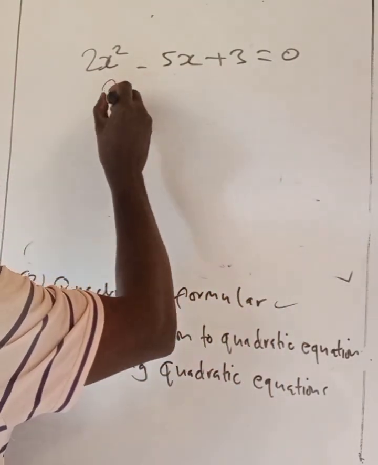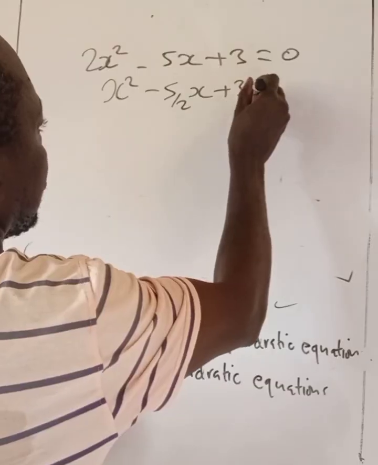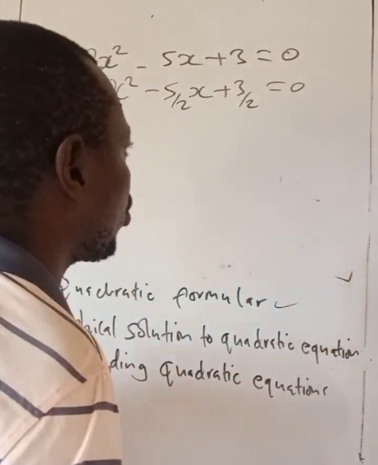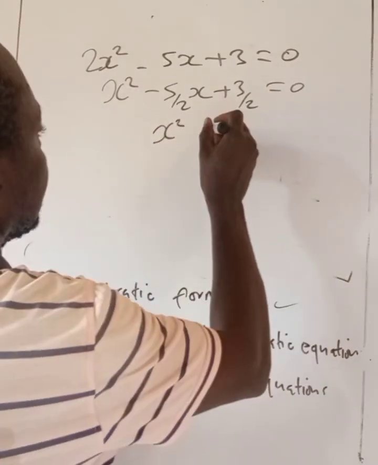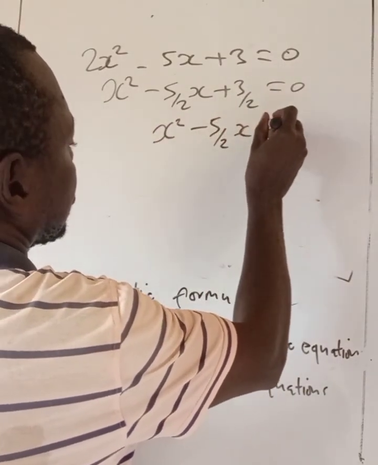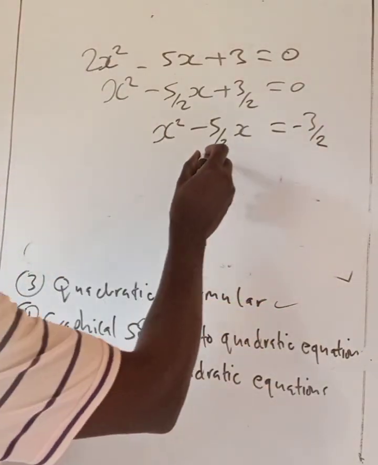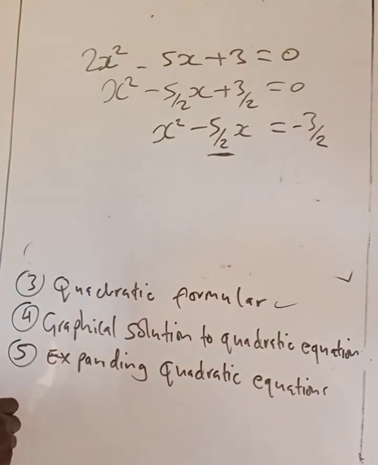So, if we divide across by 2, we have x squared minus 5 over 2 x plus 3 over 2 is equal to 0. The next step is to take this value to the other side, or subtract this value from both sides. If we do so, we get x squared minus 5 over 2 x equals negative 3 over 2. The next step is to take half of this value, squared, and add it on both sides.